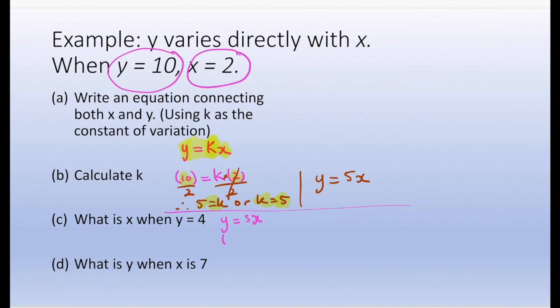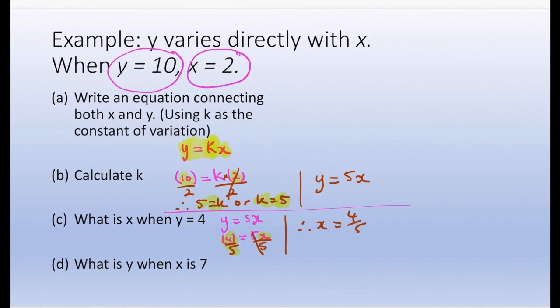Well, I'm going to substitute 4 in for y. And we get 4 equals 5x. And now I'm going to divide this by 5 to get x by itself. Divide this by 5. Therefore, x equals 4 over 5. So because we've got x by itself here, that's our answer there. So it's just a fraction. It is what it is.